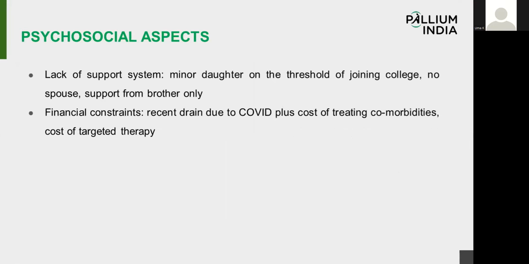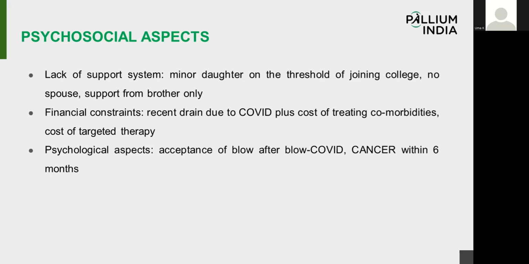The psychosocial aspects which we encountered: there was a complete lack of a support system. There was a minor daughter who was on the threshold of joining college. The patient didn't have a spouse, only a sibling was supporting, as I mentioned earlier. There were financial constraints as well. There was a recent drain due to COVID plus the cost of treating comorbidities, and targeted therapy in a non-government setting is lakhs per month, which they just could not afford.